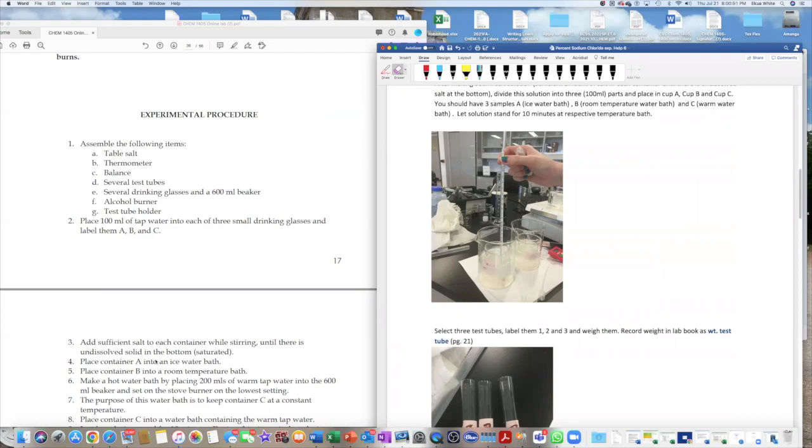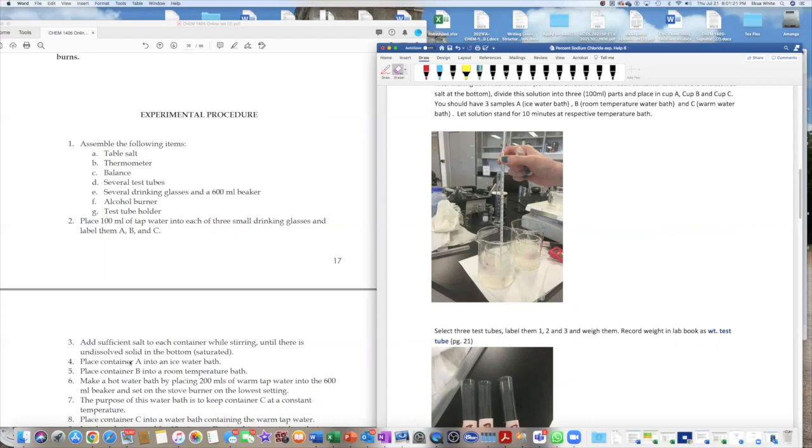Step 4, place container A into an ice water bath. So that's what I did here. I had ice in here and I placed my solution in there. So you're going to place A, this is number 4, this is number 3 right here, in an ice water bath. So you're going to have pieces of ice cubes around here. And you're going to keep stirring to make sure it dissolves, right?